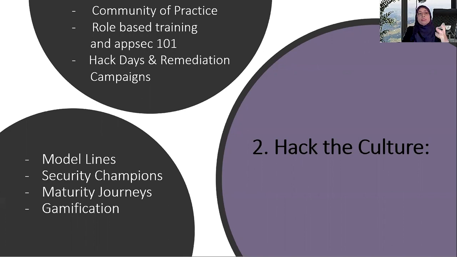Model lines to show what good looks like through a team who adopted it. Security champions. People are attracted to new cool things, right? And so you will find great developers who really bought into your concept. They believe in what security is about. They want this to work. And they can be your champions on the line advocating for security. Create maturity journeys. If you start here, what's next for you? How can you progress more, as an individual, as a team, and for your firm or enterprise?